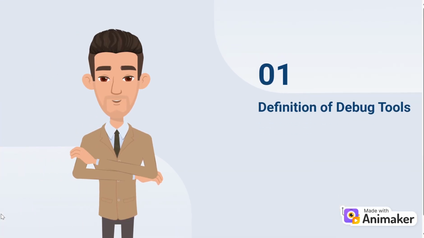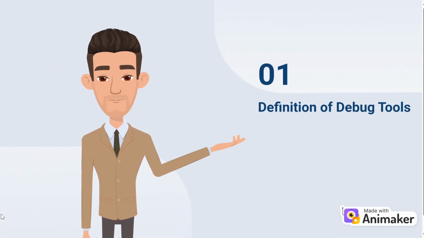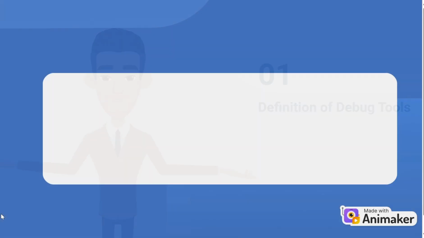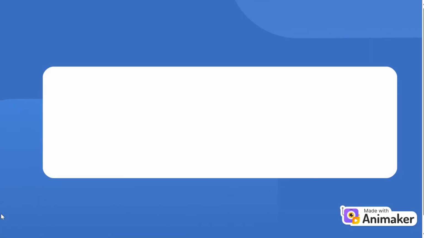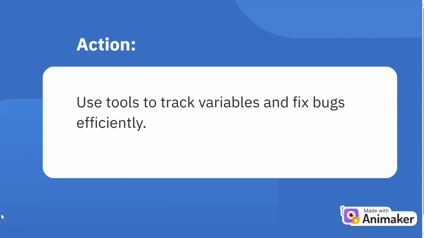Understanding debug tools, key to error resolution. How to define: a debug tool is essential for identifying code errors. Action: use tools to track variables and fix bugs efficiently.